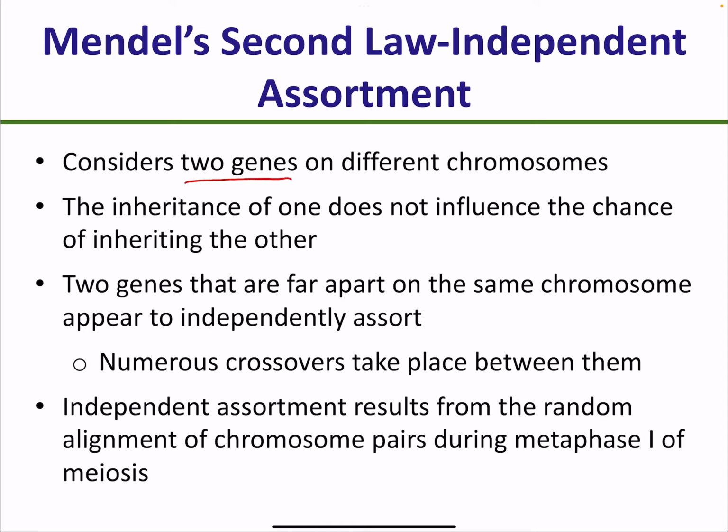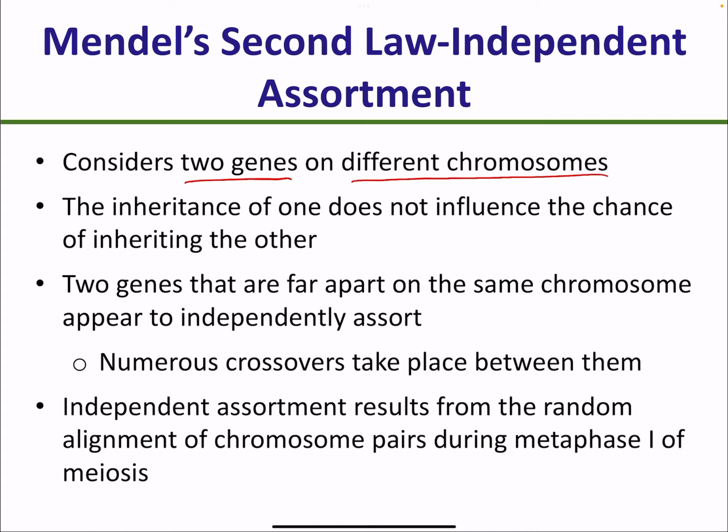So two features are going to occur on two different chromosomes. Now, the chance of receiving one feature is completely independent of the chance of receiving another feature, right? Here we are talking in terms of alleles. The chance of inheriting an allele for one gene is completely independent of the chance of inheriting an allele for another gene that is on a different chromosome.